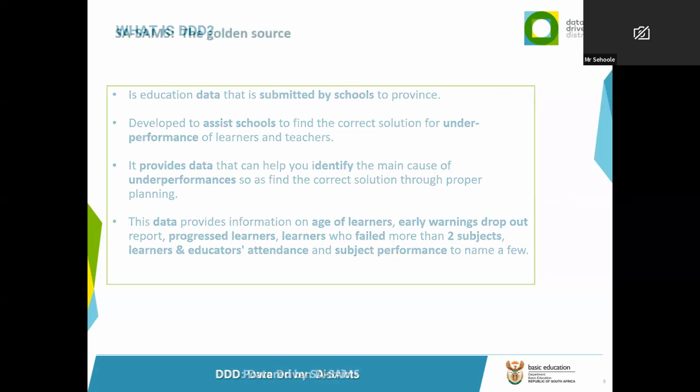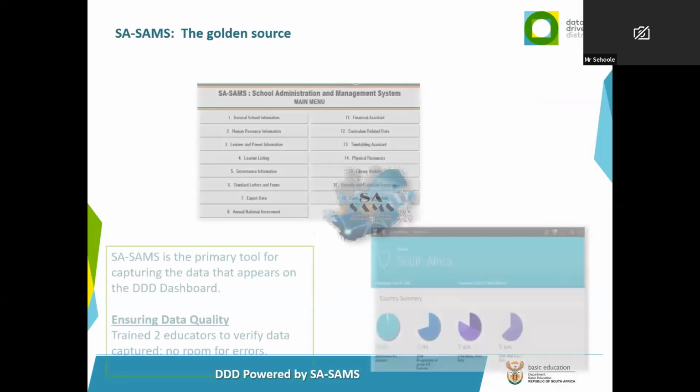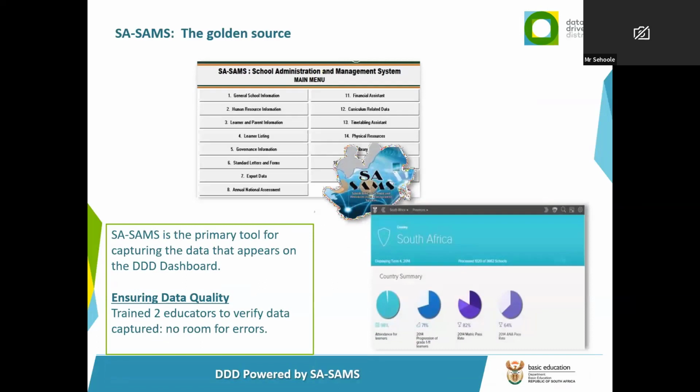But the question is, where do we get this? The golden opportunity is nothing else but South African SA-SAMS. It is very important that all principals must be aware of this. They must know what is happening. SA-SAMS provides us the following: school administration and management system, which provides general school information, human resources, learner and parents information, and so forth. So it's a primary tool for capturing data, as I've indicated, like learners who are receiving grants and so forth.